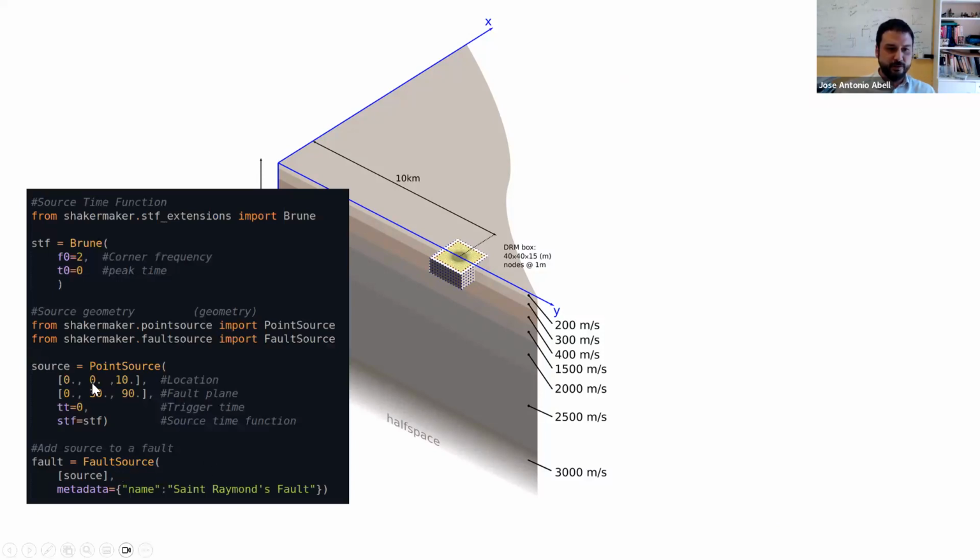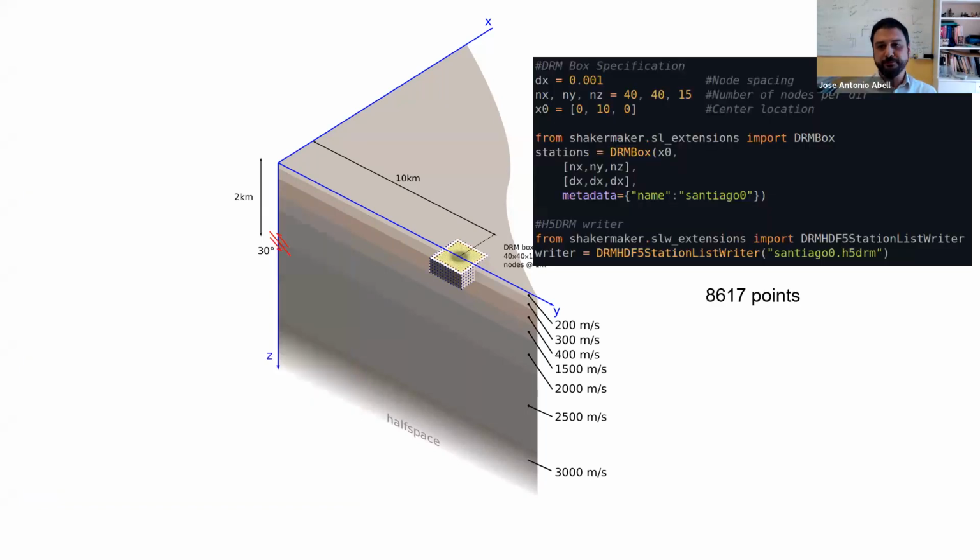In this case, I was doing it at the origin and at a depth of 10 kilometers. You specify the fault plane and a little source time function. ShakerMaker comes with several source time functions bundled inside. And you assemble those into a fault source, which is a list of sources. Basically, each point source goes into a Python list of fault sources, and then that is what gets computed.